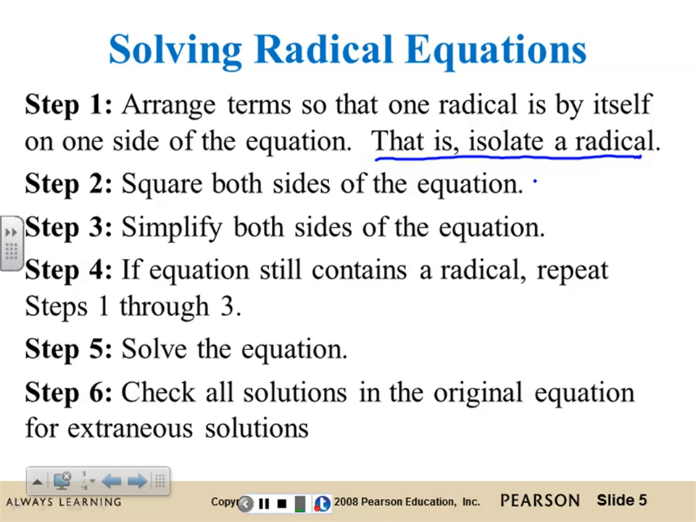Then you're going to square both sides of the equation to get rid of the radical. Simplify both sides of the equation if needed. And then if the equation still contains a radical, you're going to repeat steps 1 through 3. And then you would solve the equation and check your solution.